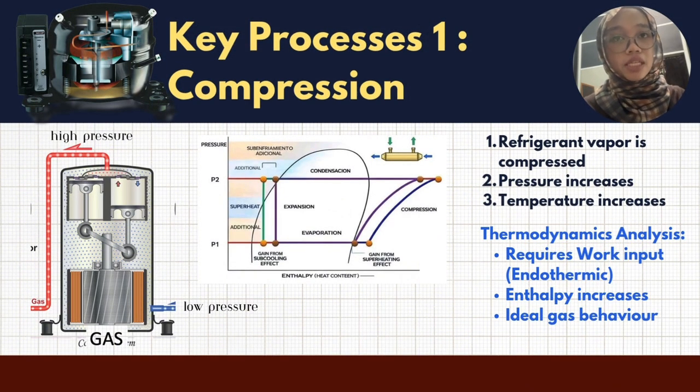In the compression stage, the refrigerant is compressed by the compressor, hence the process name, and this will increase its pressure and also temperature. From a thermodynamic perspective, this process requires work input. And the enthalpy of the refrigerant increases as it behaves approximately as an ideal gas. This high pressure, high temperature vapor then flows to the condenser where heat is rejected to the surroundings.